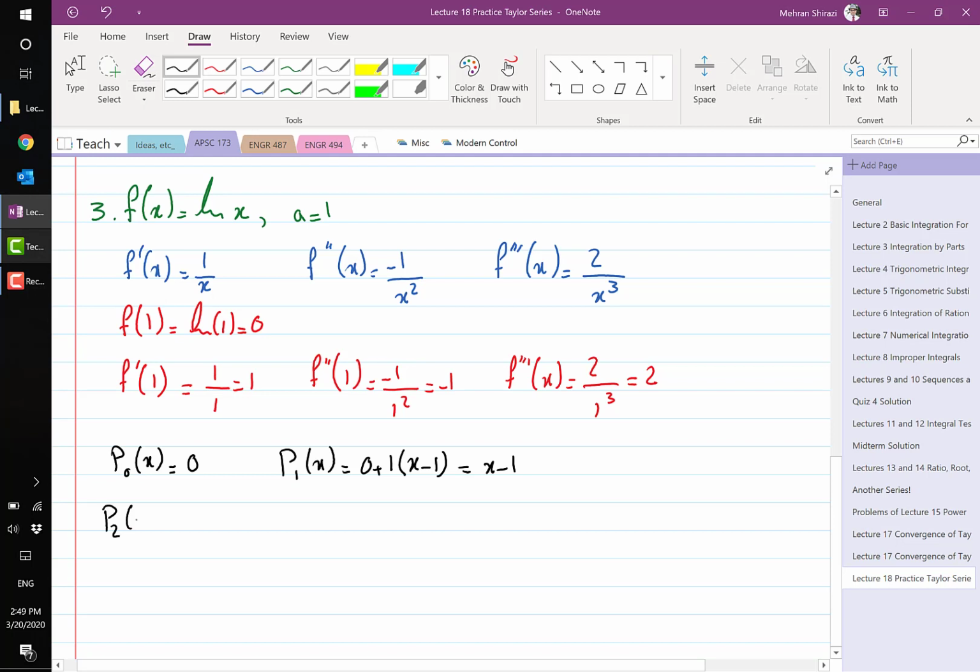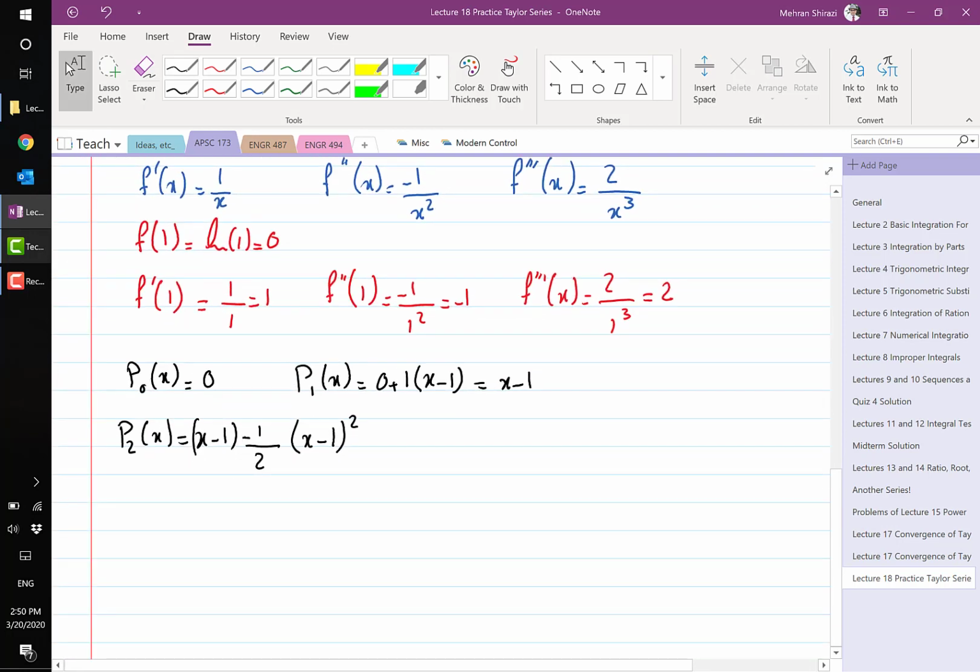When we want to write p2, we write p1, and then we add the new term. The new term is the second derivative. So let me put this in brackets so that you don't get confused. We need the second derivative of f at 1, which is minus 1, over 2 factorial, which is 2, times x minus a. A is 1, so it's x minus 1 to the power of 2. That's it. You can see it's very simple. You cannot make a mistake with Taylor series. Just pay attention to the equation which will be given to you.